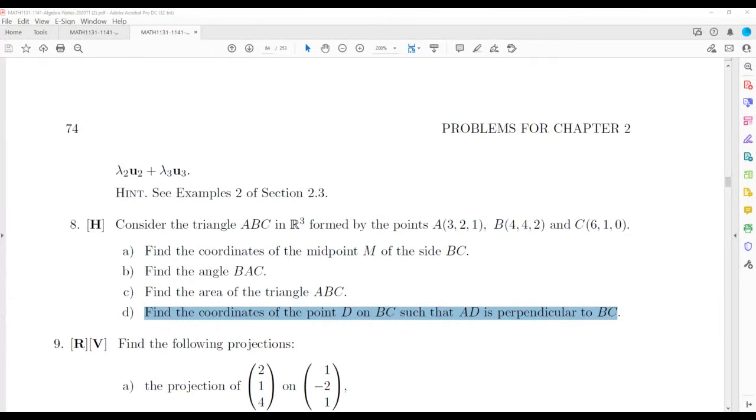Okay. So question number 8. I think this is long rather than just hard. They give you the 3 points, and that should form a triangle. So the first step, find the coordinates of the midpoint M of the side BC. Okay, so let's draw a picture, and then we can get an idea of what's going on. I'm just going to draw it like this at the start.